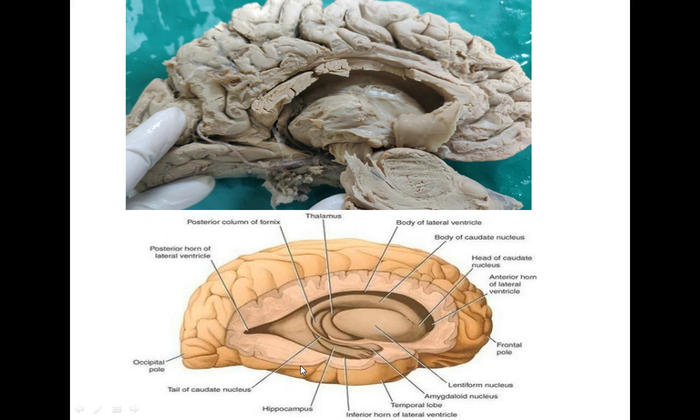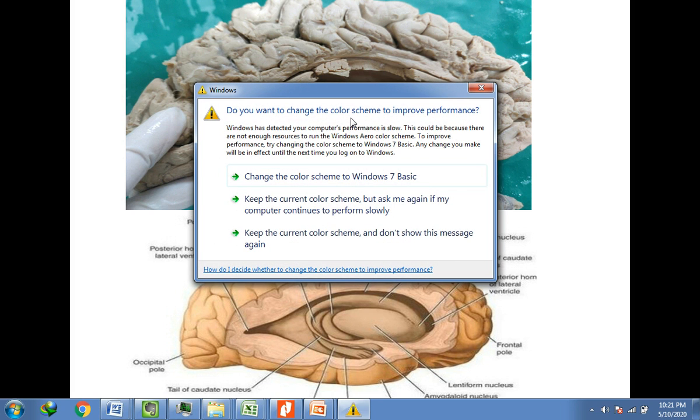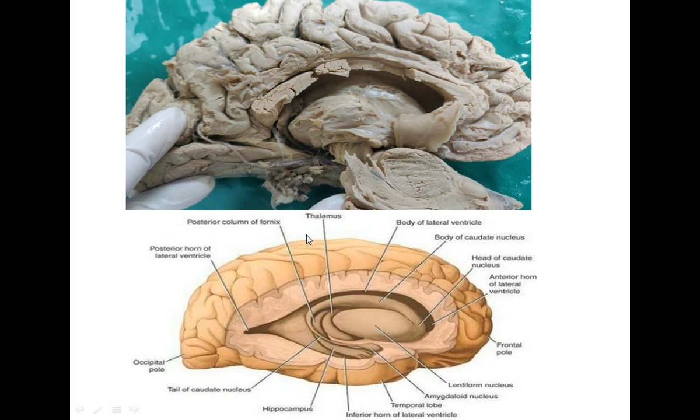In considering the structures to be seen in the wall of the inferior horn, it is useful to note that the anterior horn, central part and inferior horn form one continuous C-shaped cavity. You can see it is forming the C-shaped cavity. So it will be obvious that the floor of the central part of the ventricle is continuous with the roof of the inferior horn.